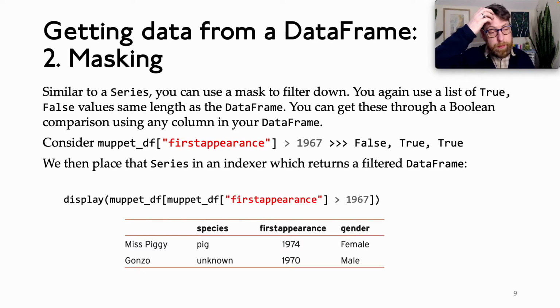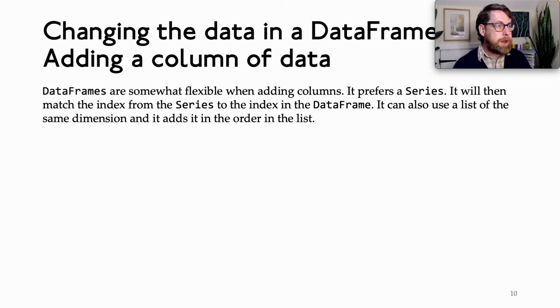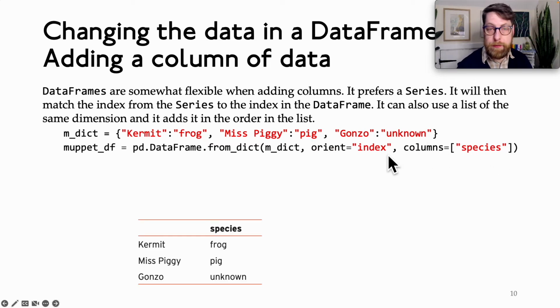It's also worth noting that the slices that return, they return a view and not necessarily a new data frame. But we'll cover that again later with deep versus shallow copies. So you can change the data in a data frame by adding a column. So here we have a very simple data frame from this dictionary. It's just got Kermit Frog, Piggy Pig, Gonzo, and whatever. So it's just one column. It says species, and it looks like so.